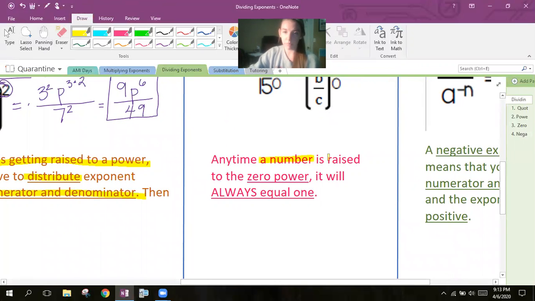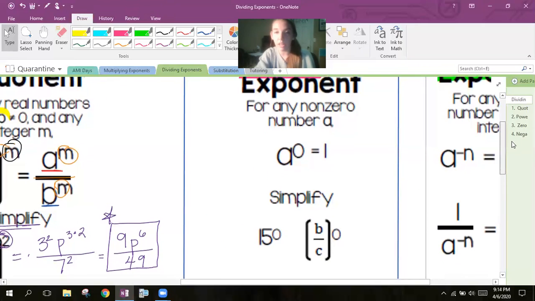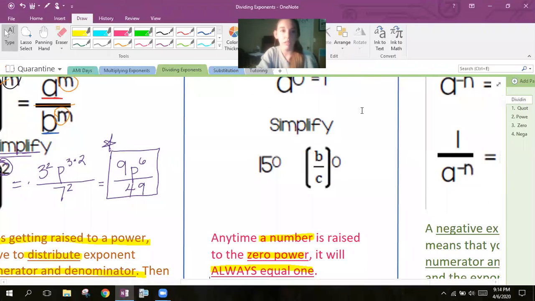Anytime a number is raised to the 0 power, it's always going to equal 1. Always, no matter what, any number ever, fraction or whole number, it will always equal 1. Now, you would think it's gonna equal 0, but it doesn't. And you can even test it in your calculators, whatever you wanna do, but it's always gonna equal 1. So right here, we have 15 to the 0 power. You guessed it, it's gonna be 1. You have some fraction raised to the 0 power, it's gonna equal 1.